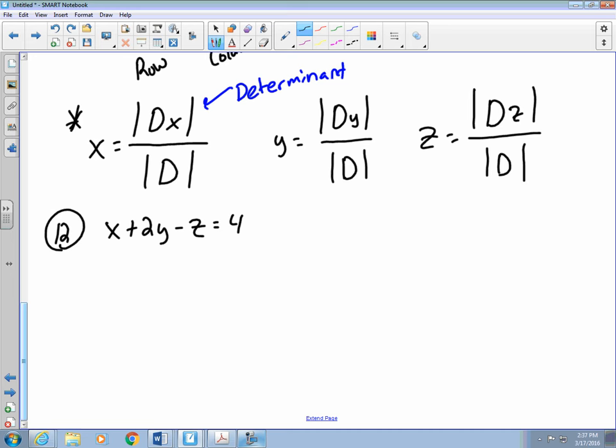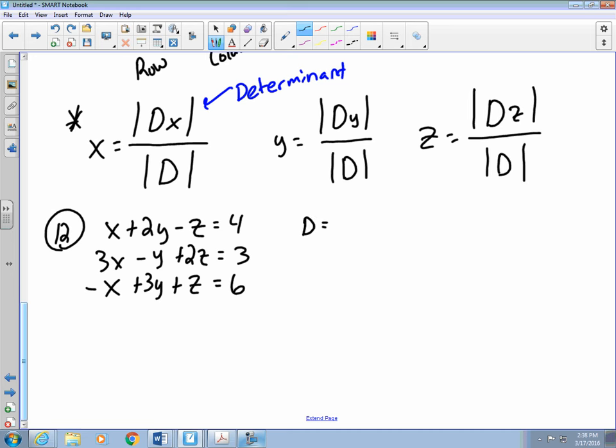So 3x minus y plus 2z equals 3, and negative x plus 3y plus z equals 6. Okay, now what matrix D is, we call it the coefficient matrix.